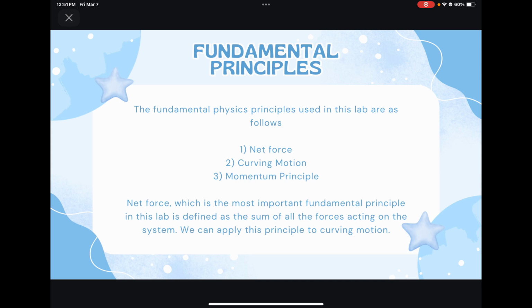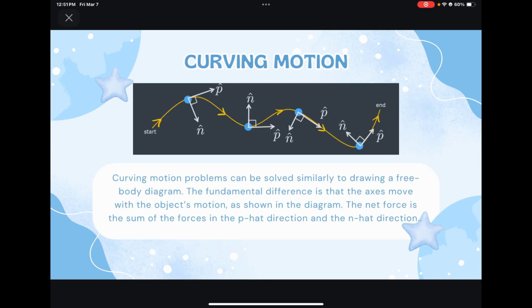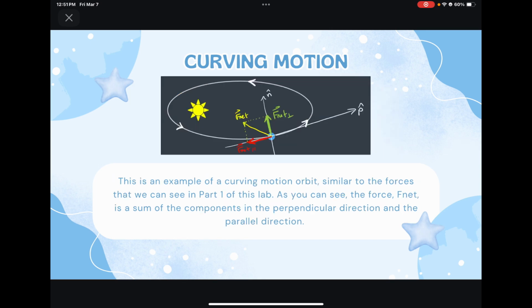We can apply this principle to curving motion. Curving motion problems can be solved similarly to drawing a free body diagram. The fundamental difference is that the axes move with the object's motion, as shown in the diagram. The net force is the sum of the forces in the direction of p hat and the forces in the direction of n hat. This is an example of a curving motion orbit, similar to the forces that we can see in part 1 of this lab. As you can see, the force, F net, is the sum of the components in the parallel and perpendicular direction.